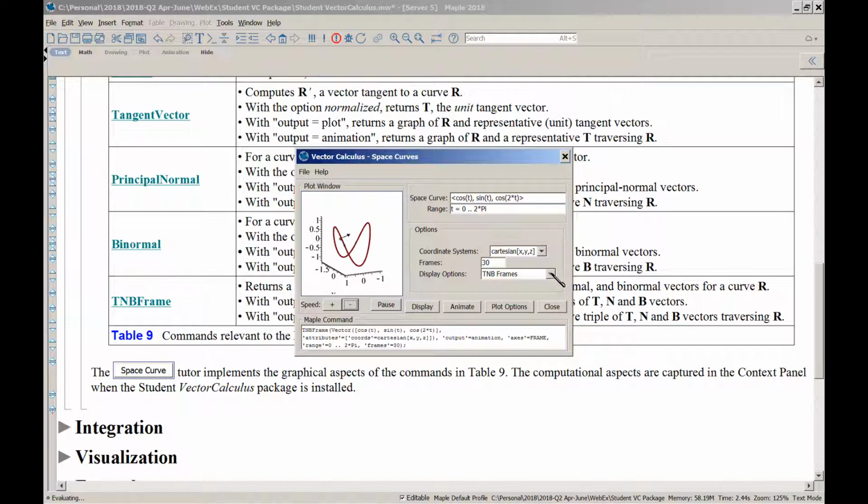But that's not the only thing you can get. You can get individual tangent, normal, and binormal vector animations. You can get an animation of the osculating circles, or the circles of curvature, which live in the osculating plane, the plane formed by the tangent and principal normal vector. You can get a graph of the curvature and a graph of the torsion.